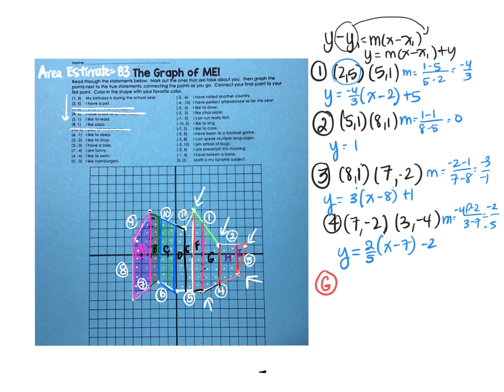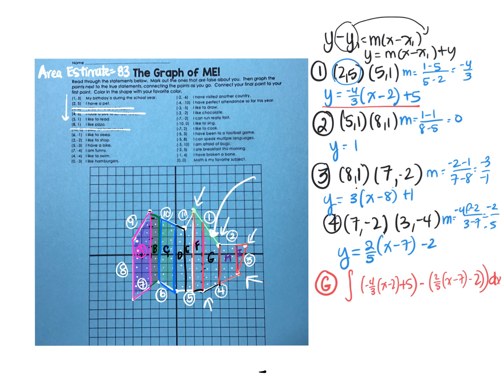So area G is this one right there. Okay, in order to find area G, I have to find the integral value. It is going to be top equation minus bottom equation. My top equation is negative 4/3 times (x minus 2) plus 5. And then I'm going to subtract the bottom equation, which for G is going to be number 4, which is negative 2/5 times (x minus 7) minus 2. This is all in terms of dx, so I need to have dx there.